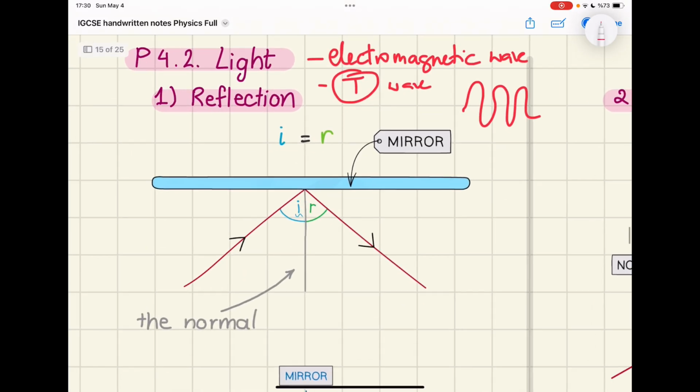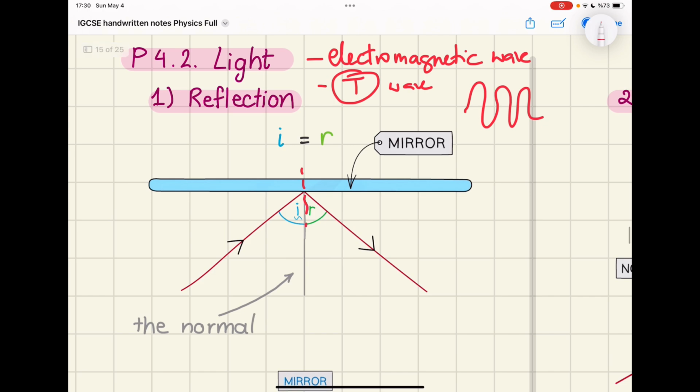Again, we have a normal here. Never forget this normal. Oftentimes they give you a question and they're trying to trick you by asking what this angle is. Be aware that the only relevant angle that we need to consider is the one that is according to the normal. Again, we have an incident ray and we have a reflected ray. And in this plane mirror, again, we will have that incident and reflected angle are the same.